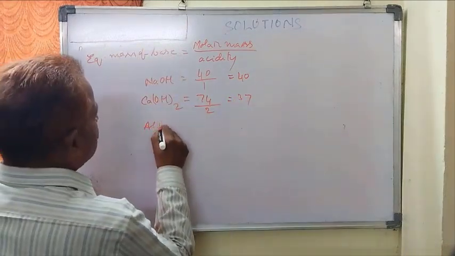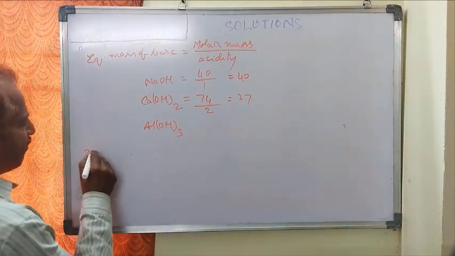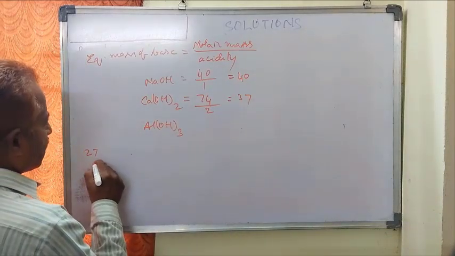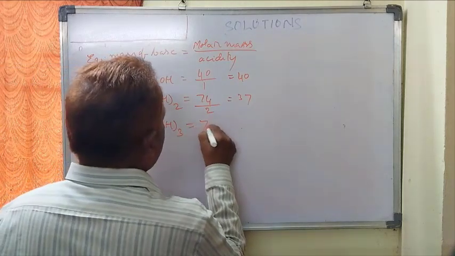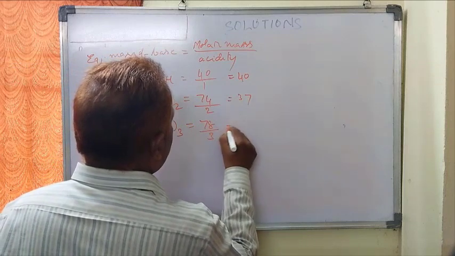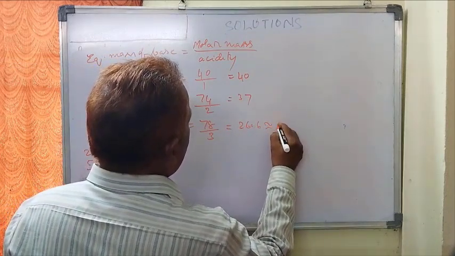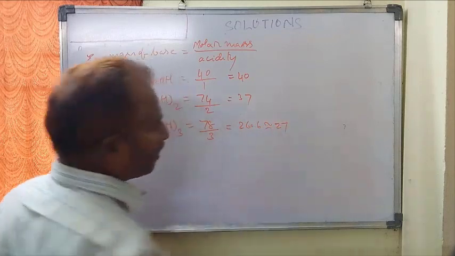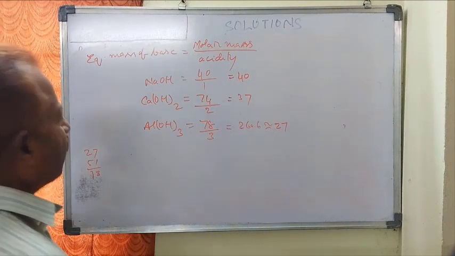Similarly, the equivalent mass of aluminium hydroxide: aluminium 27 and hydroxide 17 times 3 is 51, so 27 plus 51 is 78. So this is 78 by 3, which is 26, taken as 27. So the equivalent mass of aluminum hydroxide is 27.